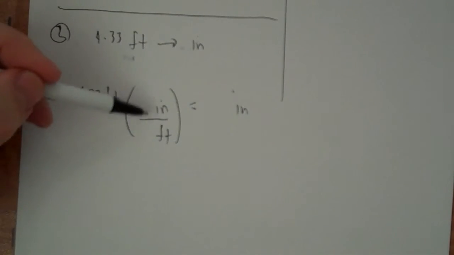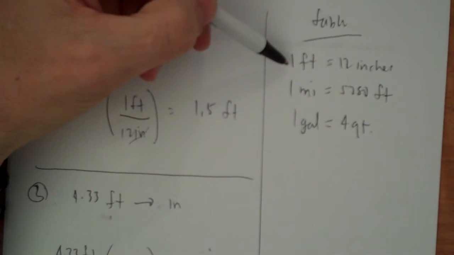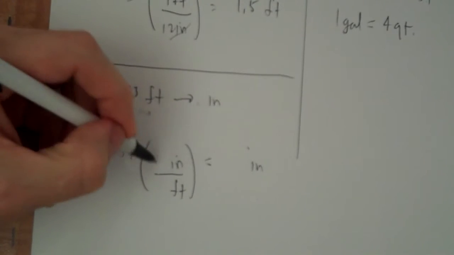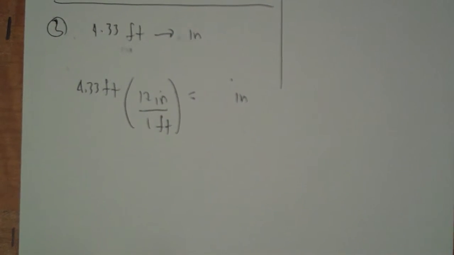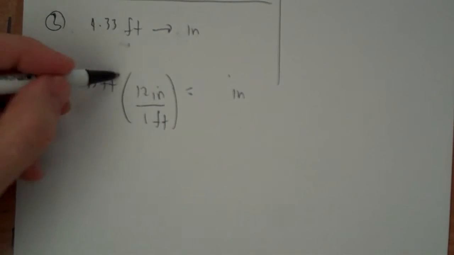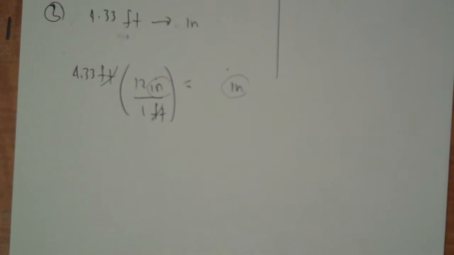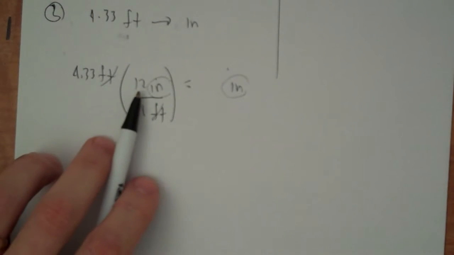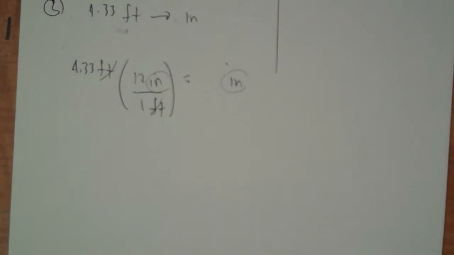Well, if I'm going to do a conversion factor, don't forget now, the top has got to equal the bottom. So I look over at my table, and I see that 12 inches is equal to 1 foot. Now I can see that the feet are going to cross off and my inches are going to be left, which is exactly what I wanted. So the answer is going to be 4.33 times 12 divided by 1. I can't do that in my head. Forgot to pull my calculator out.